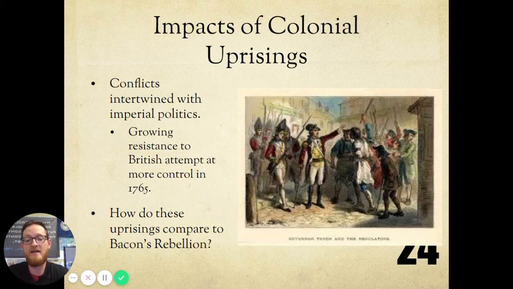Now, you'll see these uprisings. You can compare them to Bacon's Rebellion, because if you remember, Bacon's Rebellion involved Western Virginians who were very upset and felt like their interests weren't being represented by the Eastern government during that time. Now, the difference is that Bacon's Rebellion was more of a focus on the colonial government. And you're going to see that the Paxton Boys, the Regulators, all that is intertwined with being upset with the colonial government and, by extension, the British government during that time.